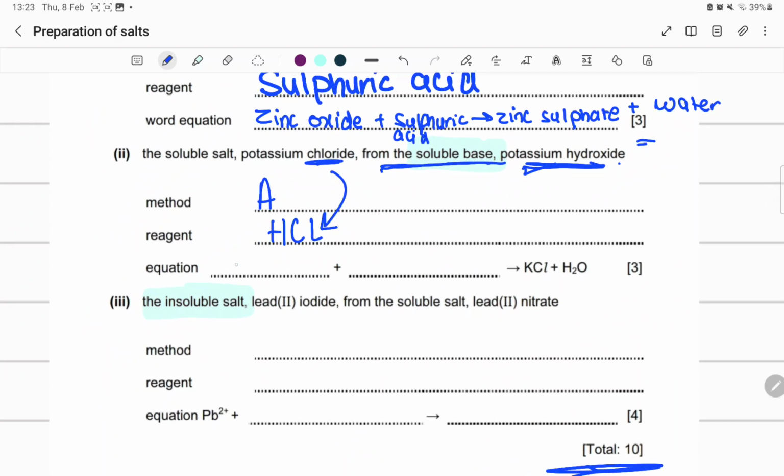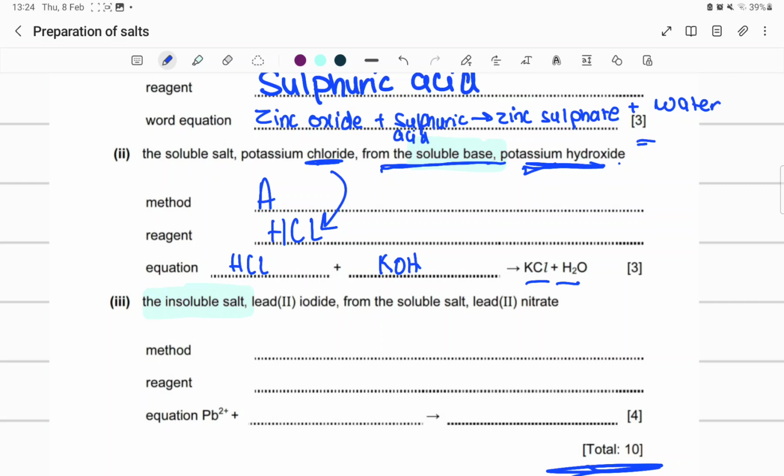So we have HCl plus potassium hydroxide. That's giving you salt and water. There is no need for balancing over here. It's all balanced. However, in other questions, that's not usually the case. Make sure you balance your chemical equation.